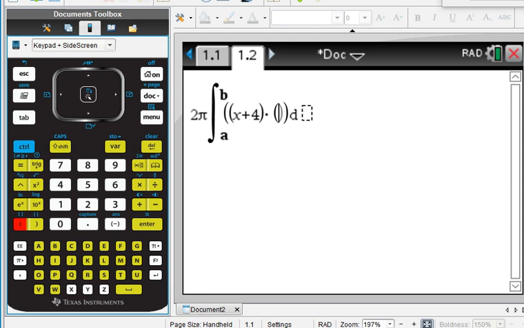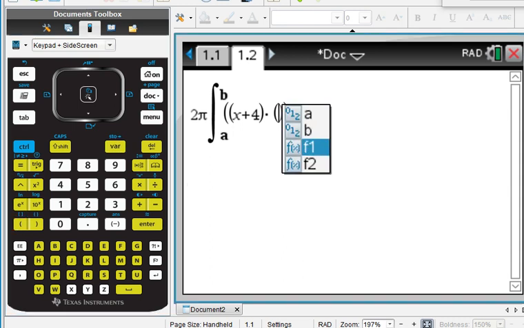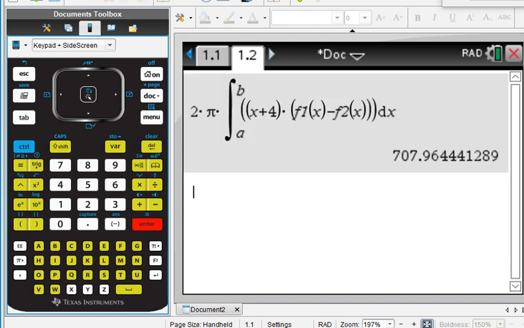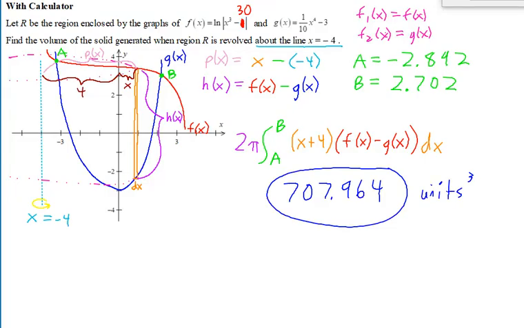So then parentheses, open parentheses, and then we had f1 was our first one, f1 of x, and then minus f2 of x. And then our variable is x right there. And we can see we get the same answer. And that concludes the notes for AP Calculus on the topic of the shell method continued.